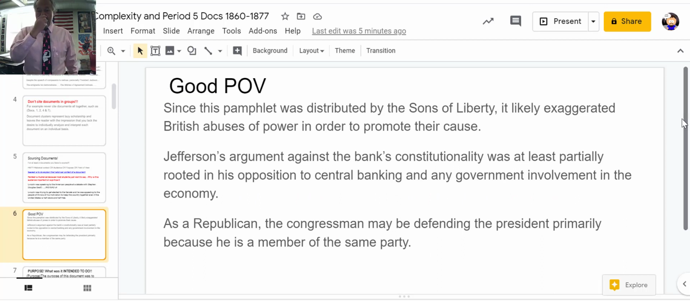So, good point of view: since this pamphlet was distributed by the Sons of Liberty, it likely exaggerated British policies of power in order to promote their cause. That's a good point of view. Try not to stay away from point of view. Let's just say here, George McClellan is biased because he's trying to defeat Lincoln in 1864. Don't stay away from bias.